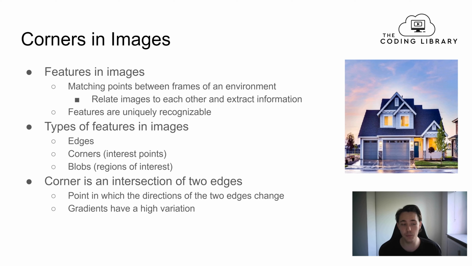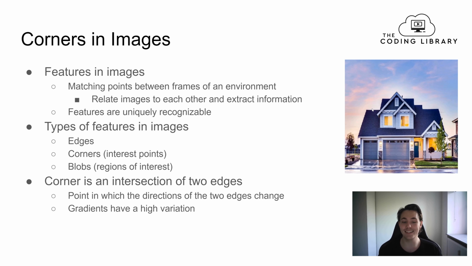As just mentioned, we have different types of features in images. We have edges, which we talked about in the last video, and then we have corners, which are just interest points. For example, one point of interest is a corner, like the one here on the roof, and that would be an interest point. We can also have blobs, which are a region of interest. A corner is just one point that we're interested in, but a blob is a region that is of interest.